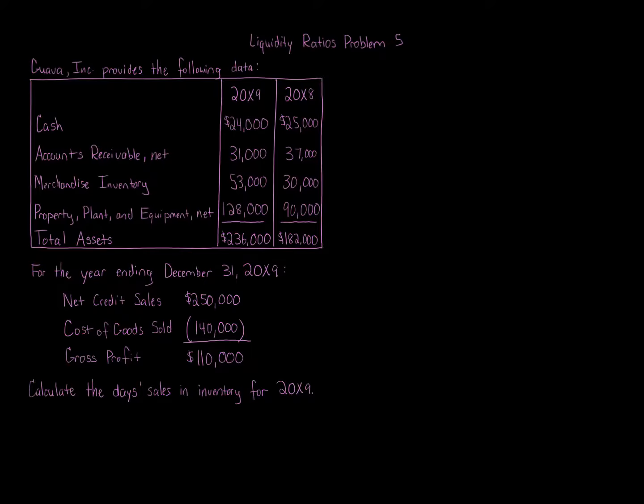For the year ending December 31st, 20x9, net credit sales are $250,000, cost of goods sold $140,000, and gross profit of $110,000. Calculate the days sales and inventory for 20x9. We're looking at the days sales and inventory, and this is an inventory-related liquidity analysis.